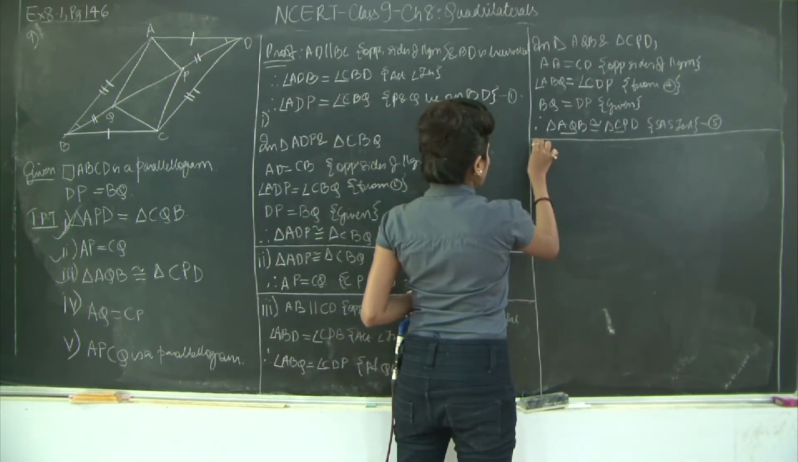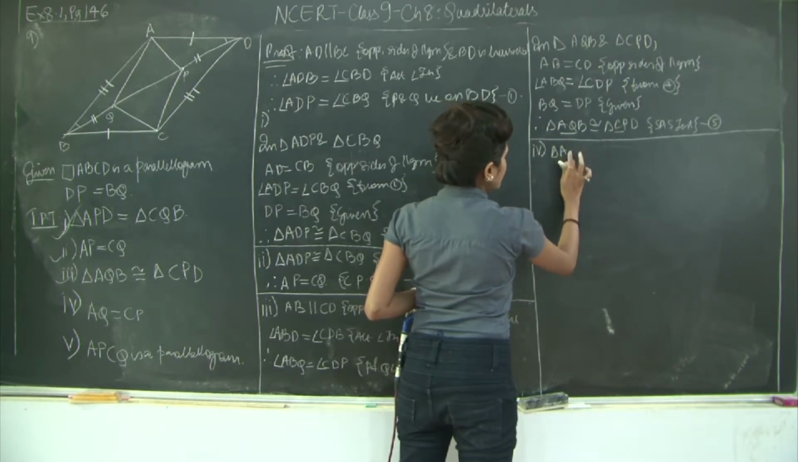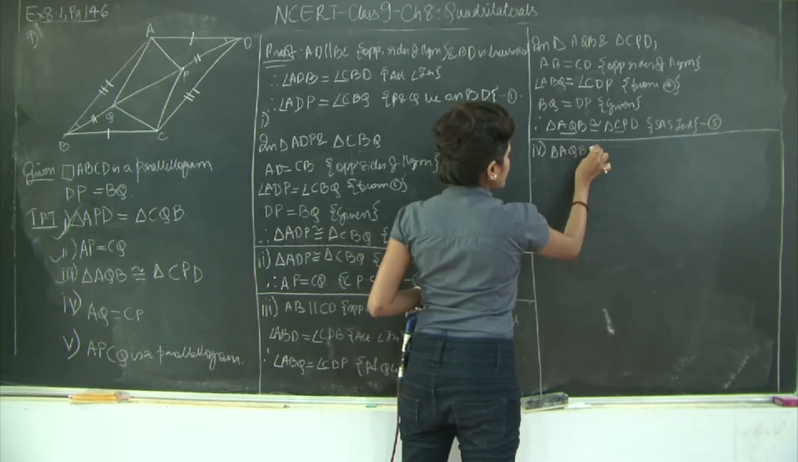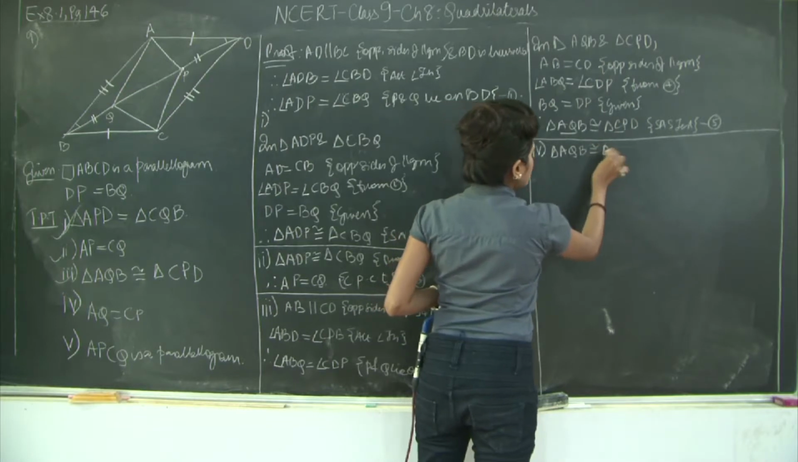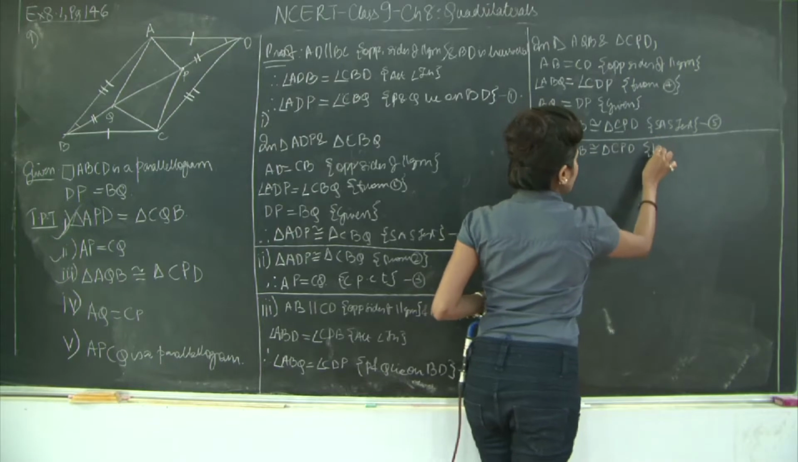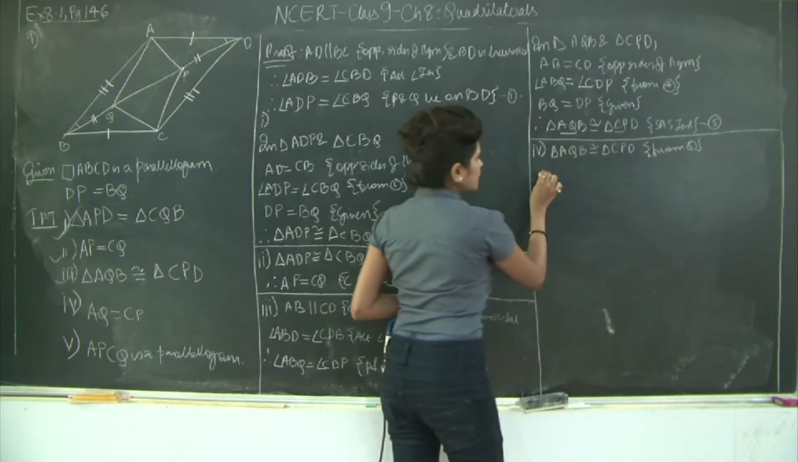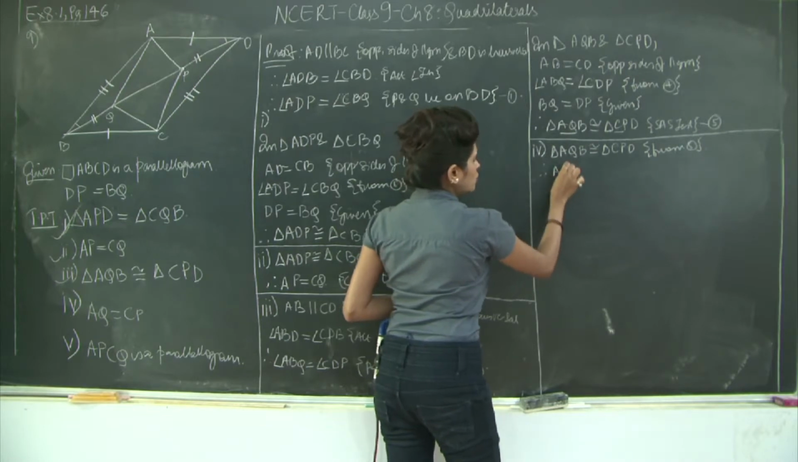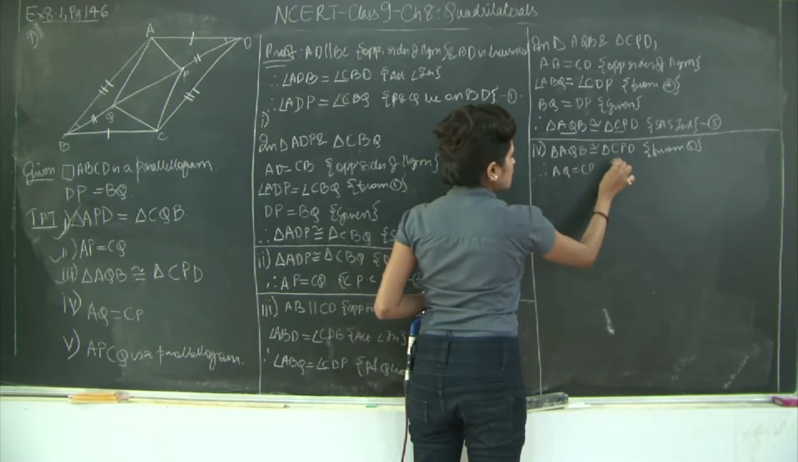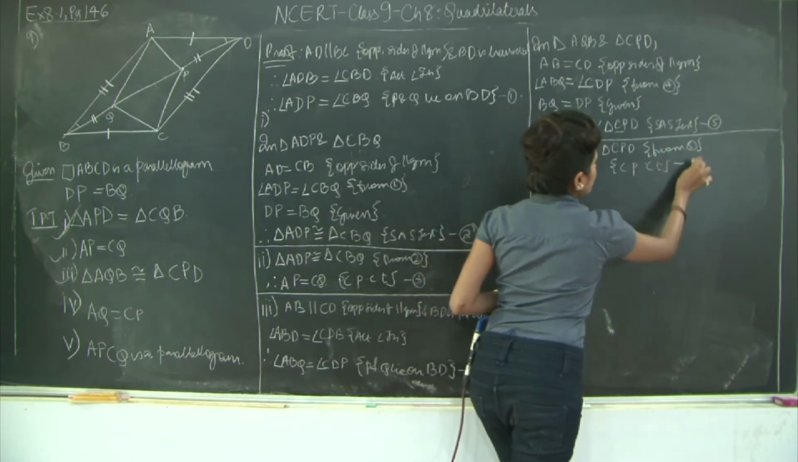So my fourth part: triangle AQB is congruent to triangle CPD. I will say from 5. Therefore, AQ is equal to CP, corresponding parts of congruent triangles. Let's mark this as 6.